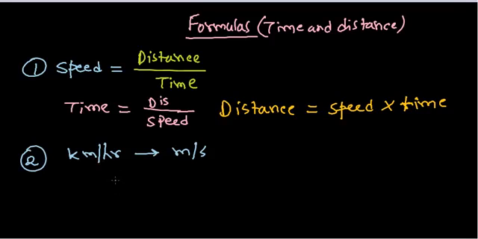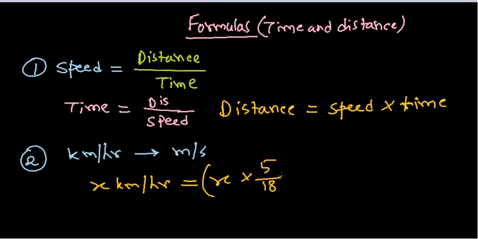It's very time consuming. So a one-way approach is simply, let's say, x kilometer per hour equals x multiplied by 5 divided by 18 meter per second. So whatever kilometer per hour value they provide you, multiply it by 5 by 18, and you will get the value in meter per second.